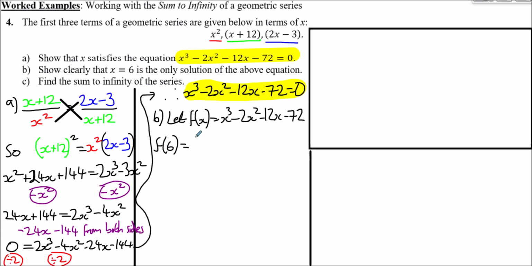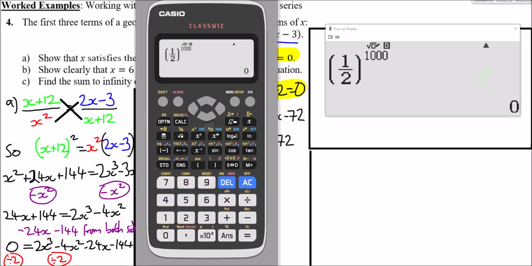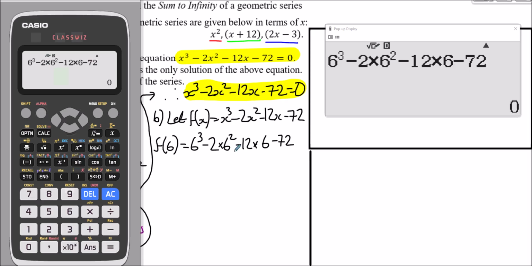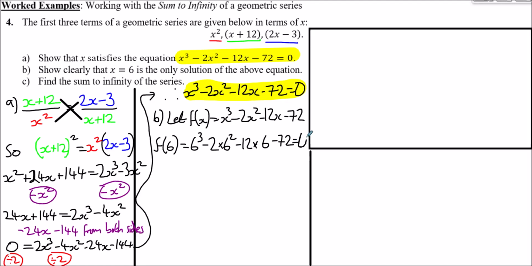So f of 6 will be 6 cubed minus 2 times 6 squared minus 12 times 6 minus 72. So check this on a calculator if you want to. In fact, I'd recommend that we do. So 6 cubed minus 2 times 6 squared minus 12 times 6 minus 72 does indeed give 0. Now this may well be, even in my opinion, overkill, because it says x equals 6 is the only solution, but I'm interpreting this as we have to show that x equals 6 is a solution. So we prove that f of 6 is a root. When x is 6, we have a root.